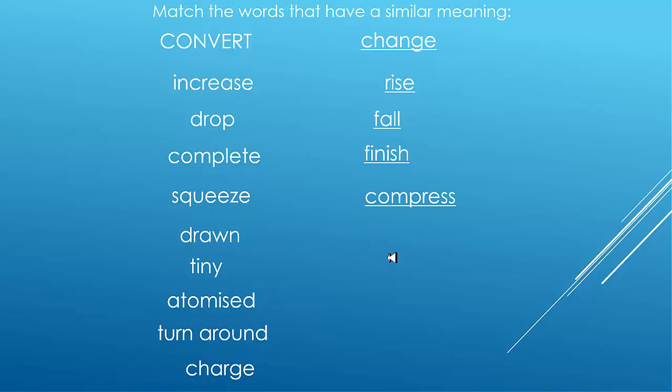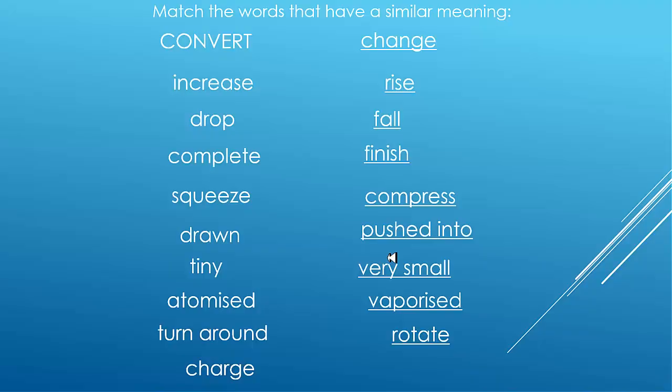Drawn, remember that was to pull or to push. You can draw, push, or pull. Tiny, very, very small. Atomized, forstøvet, vaporized, you can say as well. To turn around, rotate. We're talking about the rotating motion. And a charge, remember, that was a load of air.